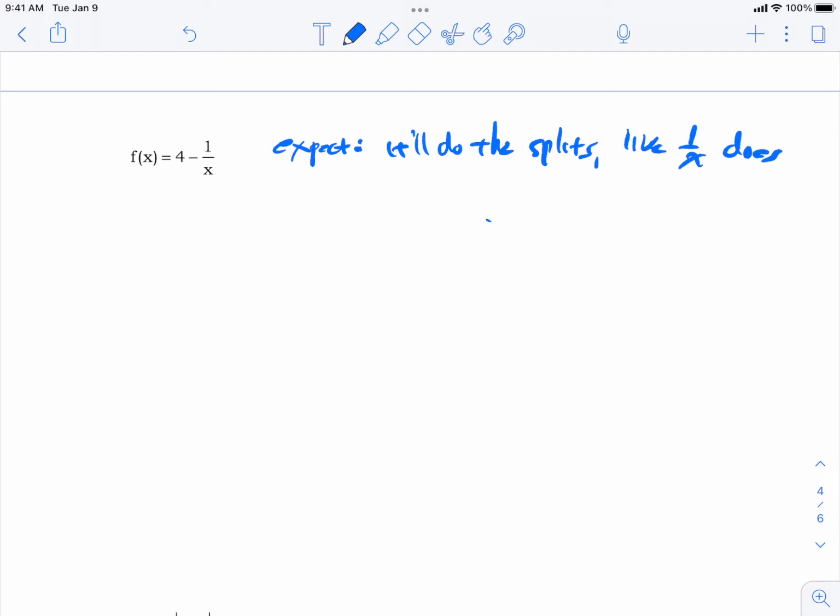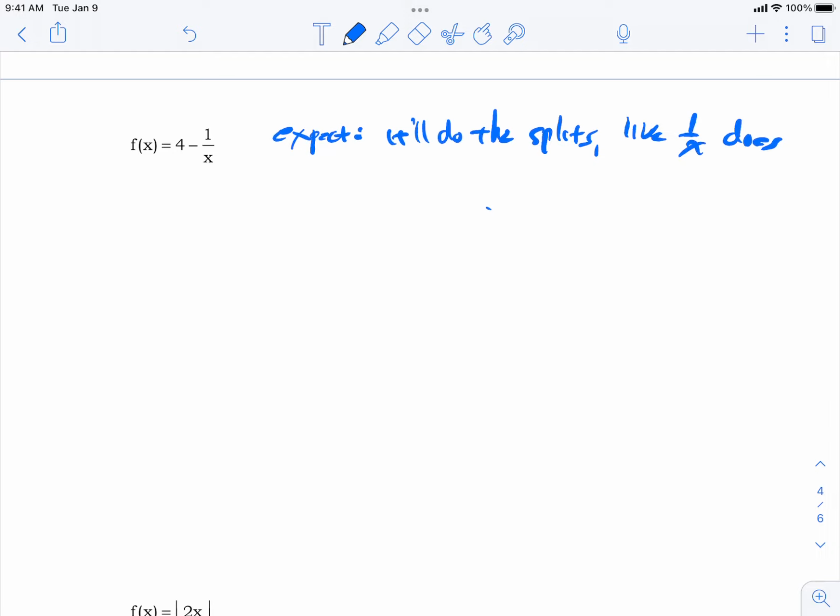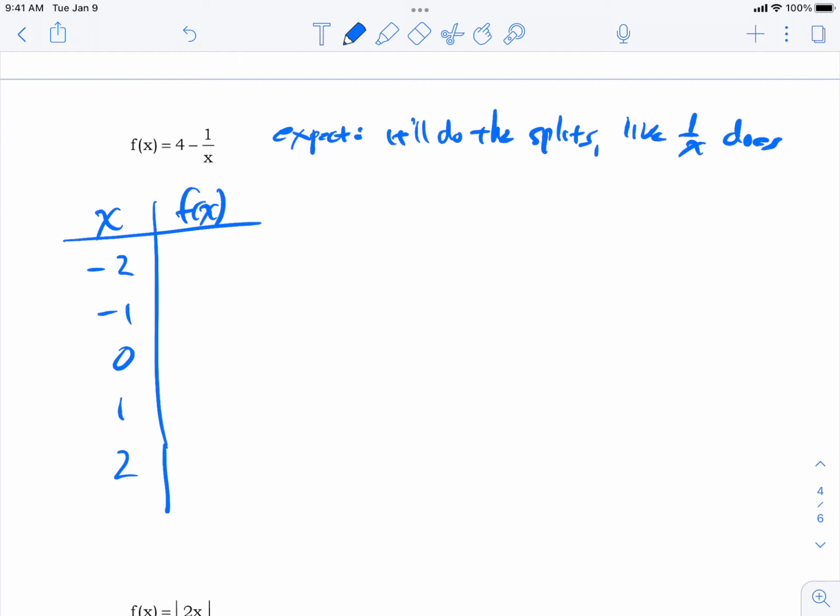So where is it going to split? You know, I don't know. You do have to do some scratch and sniff at some point. So x, f of x, okay. If I start doing things like plugging in, I don't know. Let's just think about these. If I plugged in a negative 2, what would I get? 4 minus 1 over negative 2. Well, that means 4 plus a half. Guess I'll write in 4 and a half.